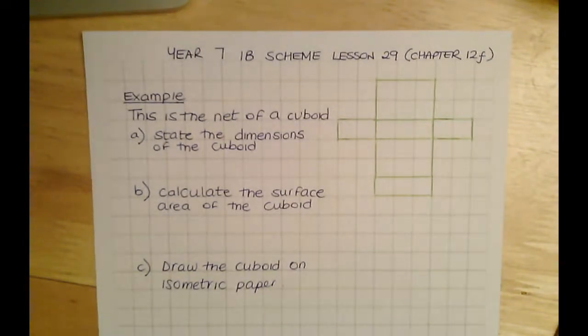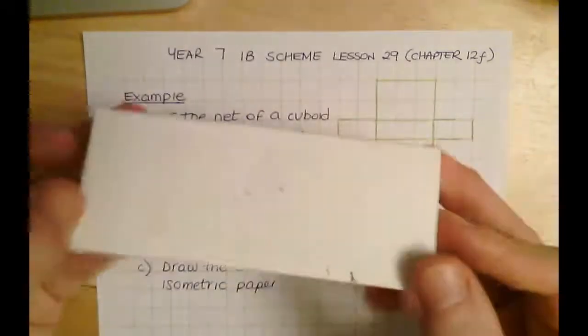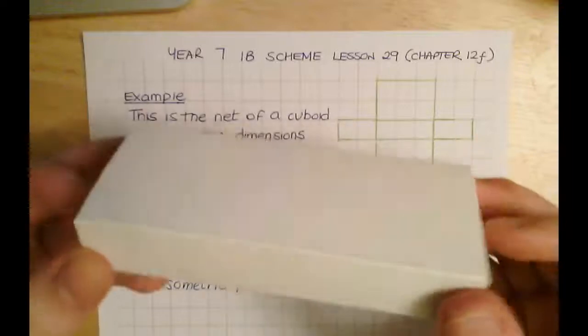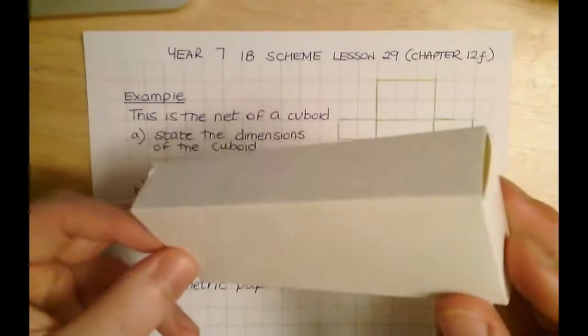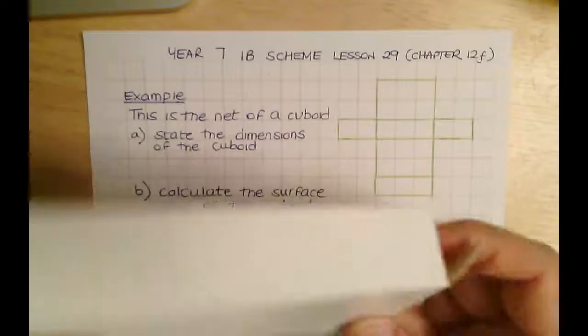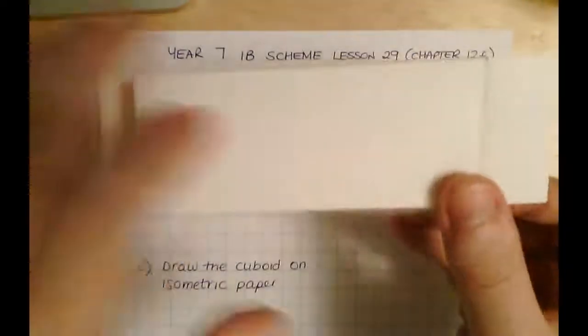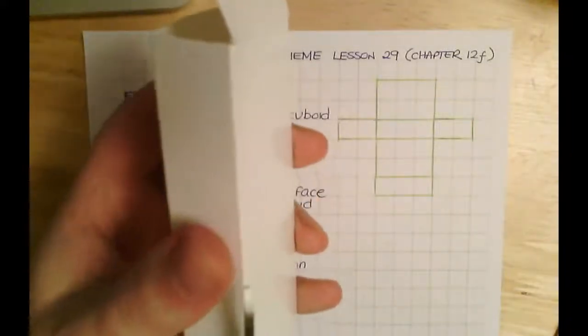Now, to be able to do this lesson, we need to actually understand what a net is. And basically, a net is where you open out a 3D shape. So I have got a cuboid here, right? Just a cardboard cuboid. And what we're going to do is turn this 3D cuboid into a net. And to do that, I'm going to open it out. Right. So I've got some scissors. I'm going to show you.